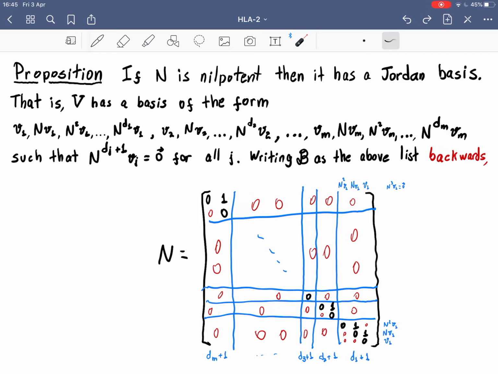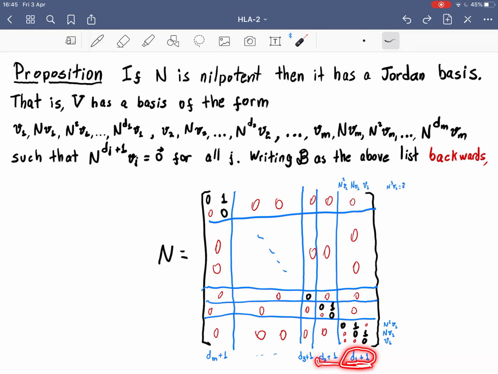That's what we get. And what's the size of this little block here? The size of this little block here is just the number of vectors. And what's the number of vectors? It's d1 plus 1, because we start with 0. This is n to the 0, 1, 2, up to d1. So if we count 0 as well, we have d1 plus 1 vectors here in this block.